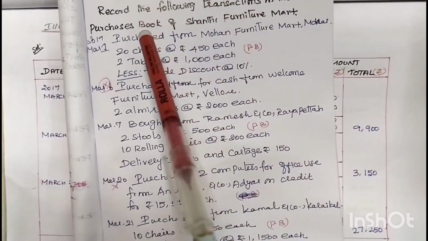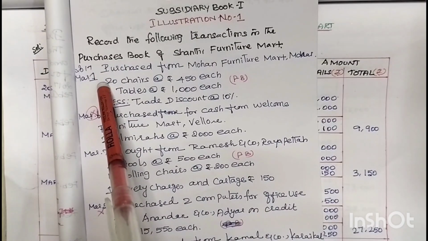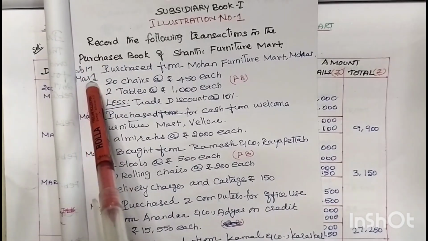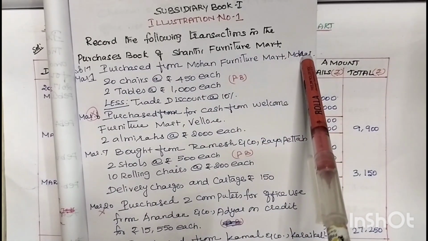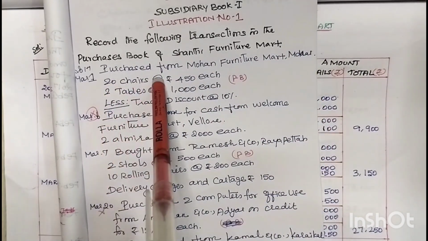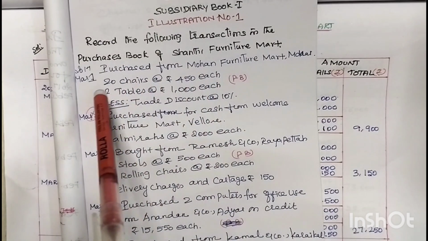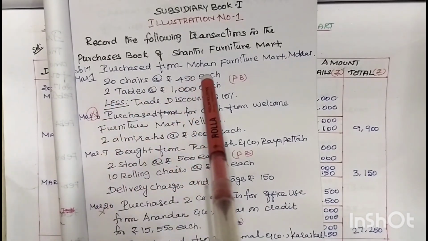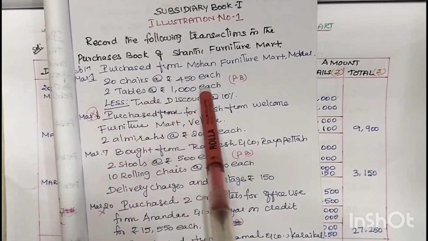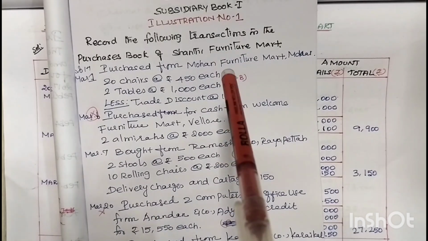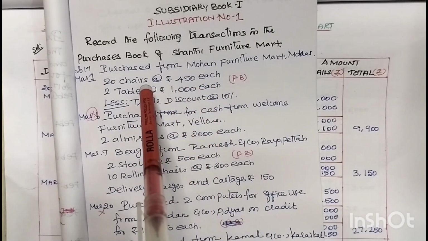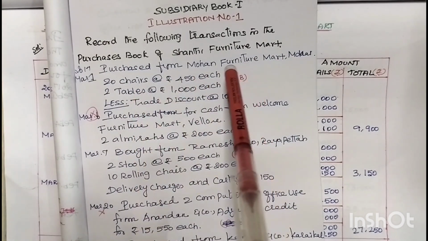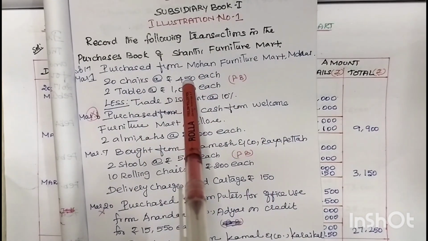Let's see the first transaction, that is 2017 March 1, purchased from Mohan Furniture Mart, Madurai, 20 chairs at rupees 450 each and 2 tables at rupees 1000 each, less trade discount at 10%. Okay, so this transaction is going to enter into the purchases book. What this transaction tells us, this is the credit purchases.